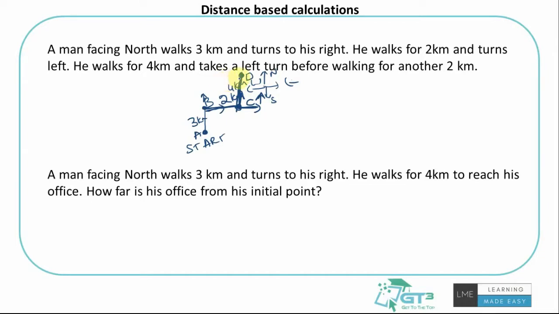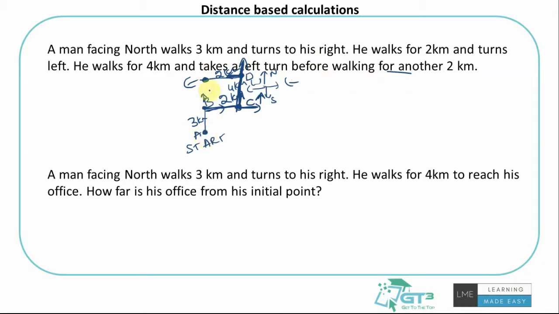And now he takes a left turn before walking another 2 kilometers. So he took a left turn, so he is facing north again. He would have turned in this direction, and he walked another 2 kilometers. That is his point E, and that is his final point.